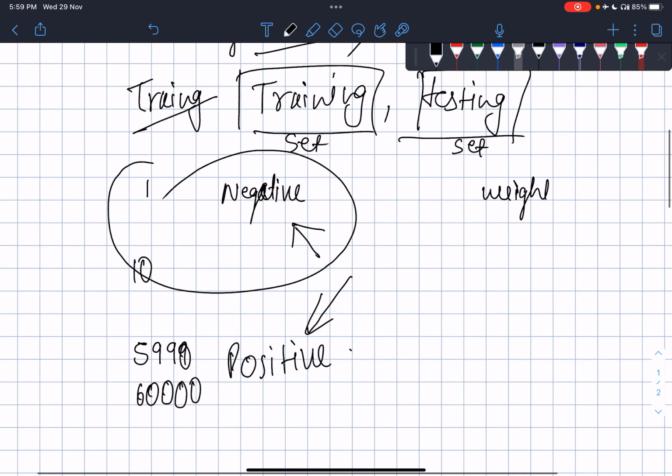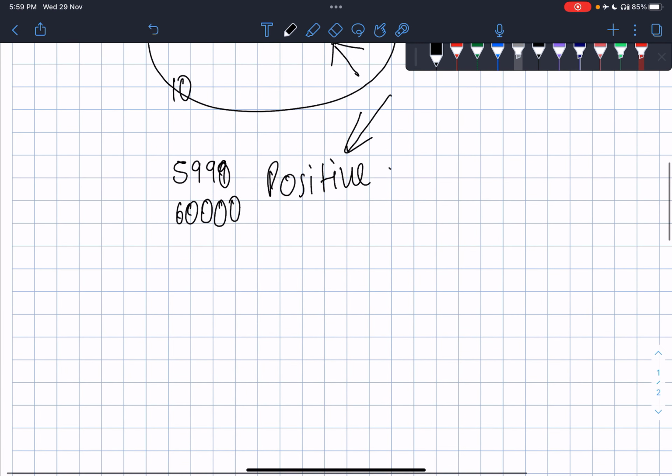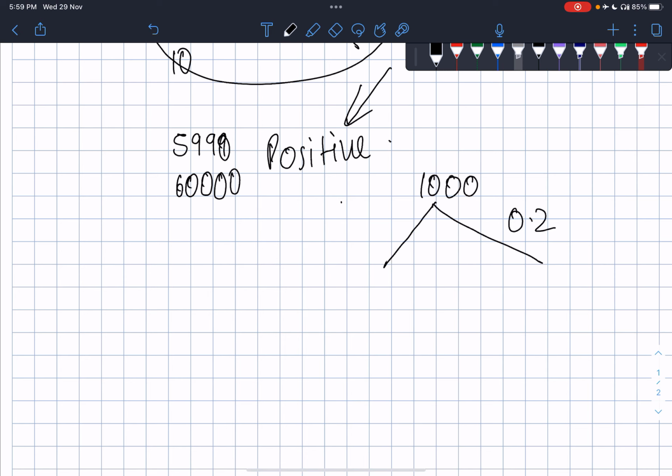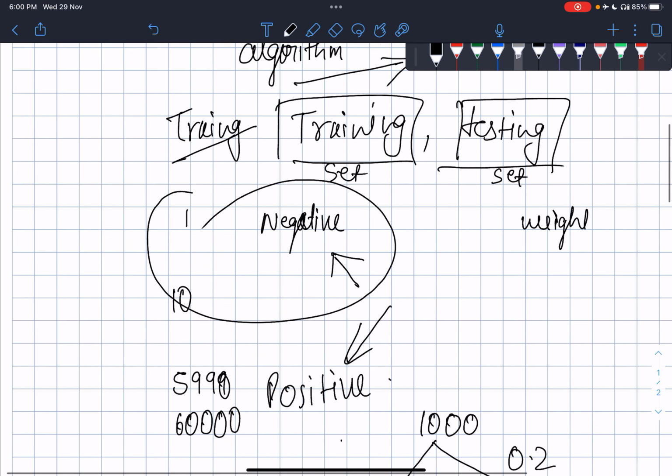Now, as I have told, it is divided in some ratio. Let's suppose we have a data set of 1,000, so we split it with 0.2 for test and 0.8 for training. So in the training we have around 800 and in the testing we have 200.